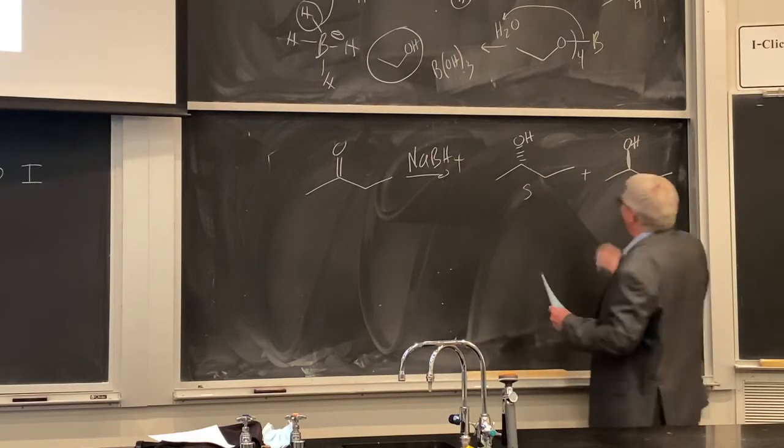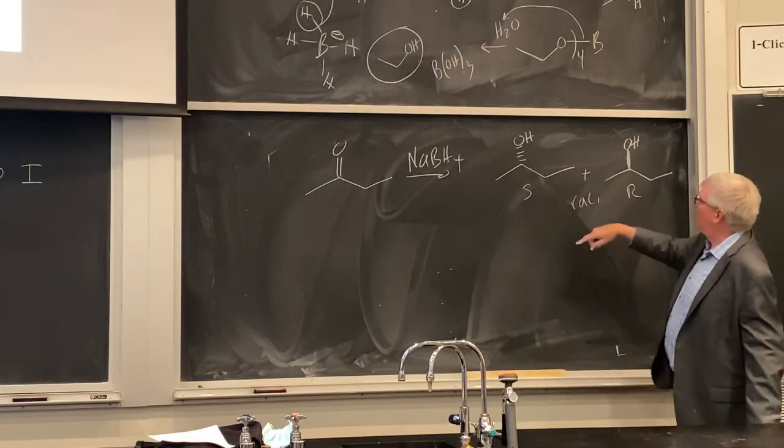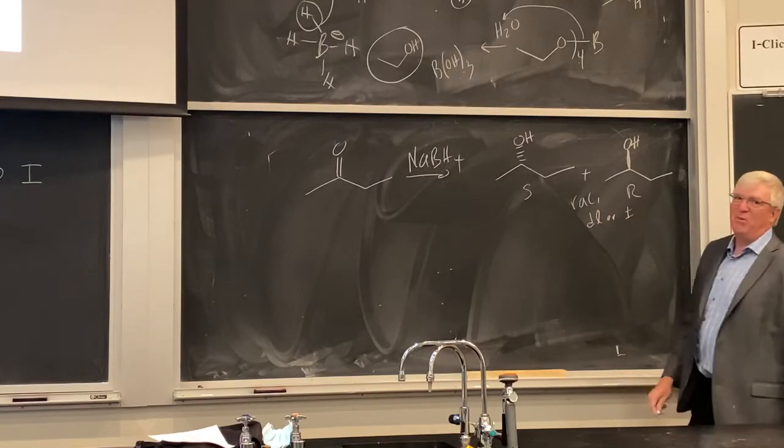Okay, so this is what, the S, I think? And is that the R? Yeah. And so this is racemic. Now you can just draw it as a straight line and say DL or plus minus, right? That's what we've done before.